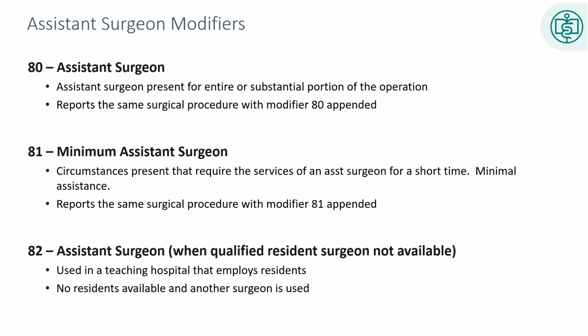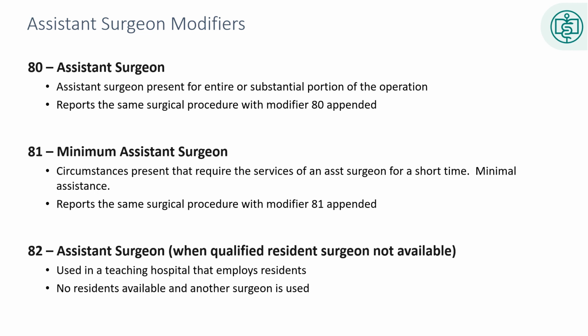Modifier 80 is used to indicate that an assistant surgeon was present and involved in the surgical procedure. An assistant surgeon is a qualified physician who assists the primary surgeon in performing a surgical procedure. Modifier 80 is typically used when two or more surgeons work together, with one surgeon serving as the primary and the other as the assistant. In this case, the assistant surgeon is responsible for performing specific portions of the surgical procedure, such as preparing the patient for surgery, closing incisions, or providing other technical assistance to the primary surgeon.